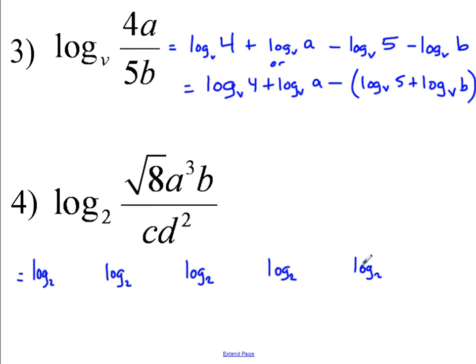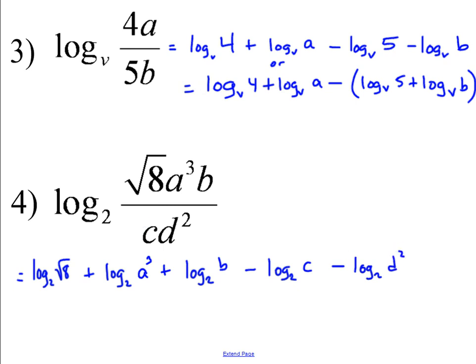Okay. Are there any negatives? Yes, there are, because we've got fractions in the argument. So let's start slow. Log base 2 of the square root of 8, plus log base 2 of a cubed, plus log base 2 of b. And here's where we're going to get our negative involved. Minus log base 2 of c minus log base 2 of d to the second power.